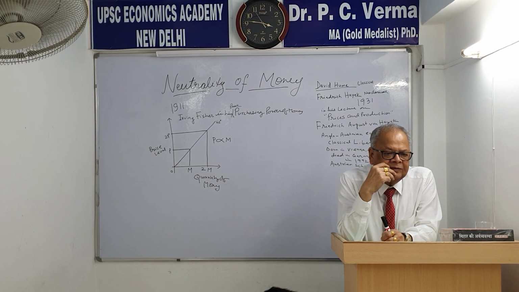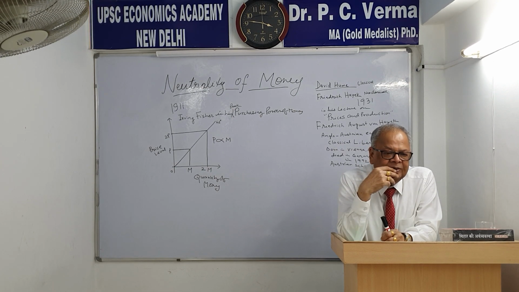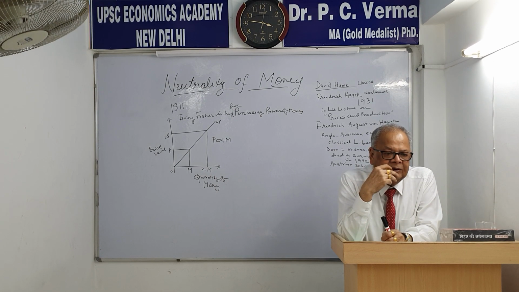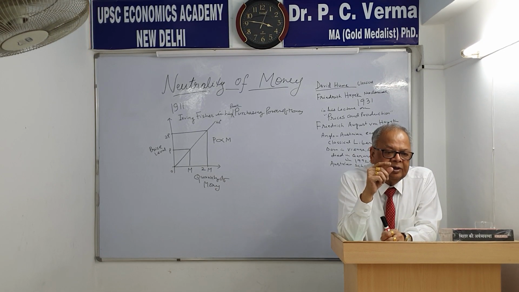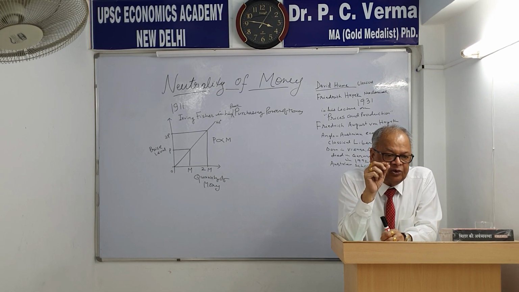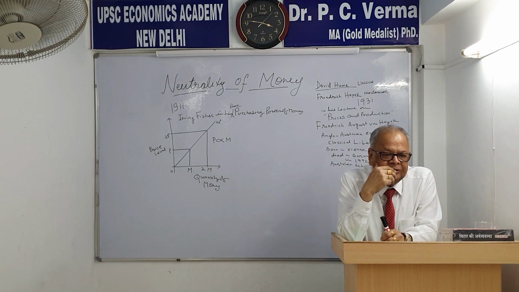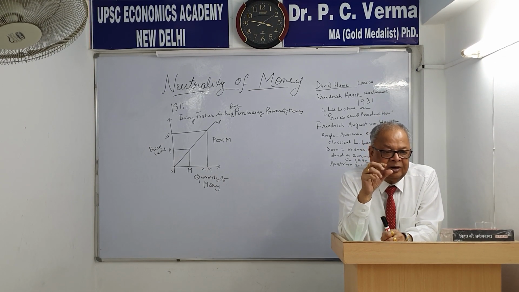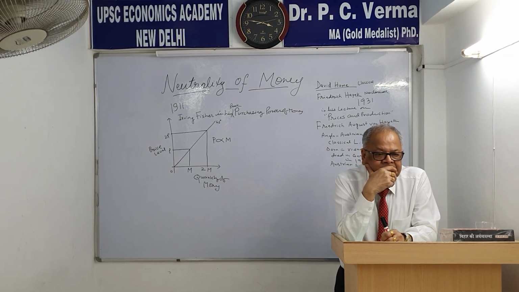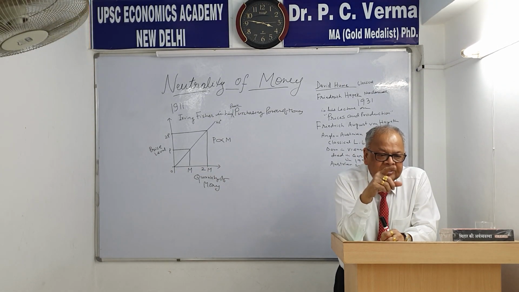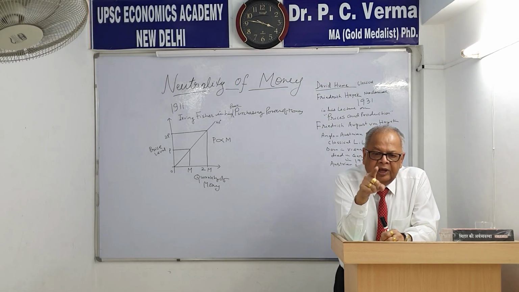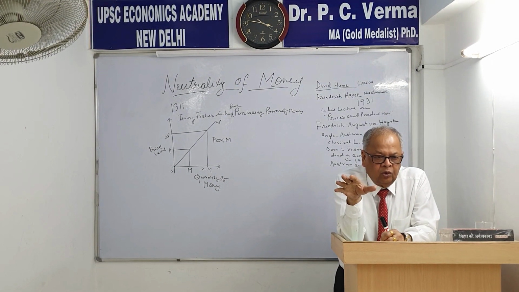So we consume, sir. What is consumption? Consumption is destruction of utility. What is production? Production is creation of utility. So nominal variables we know. Now we have to know real variables.